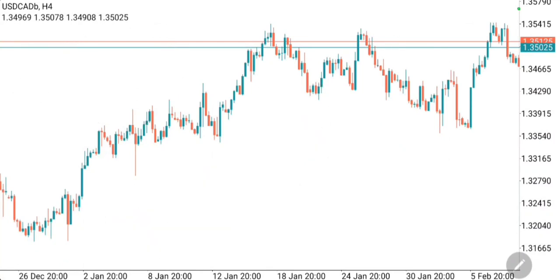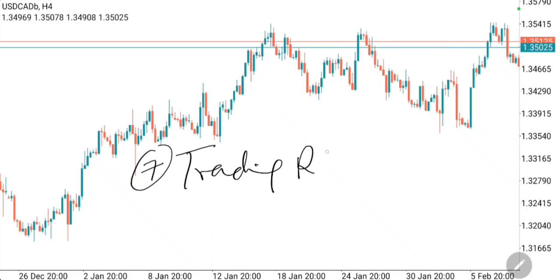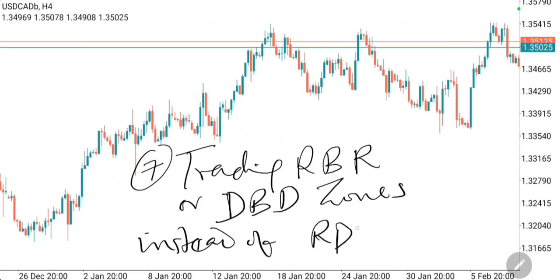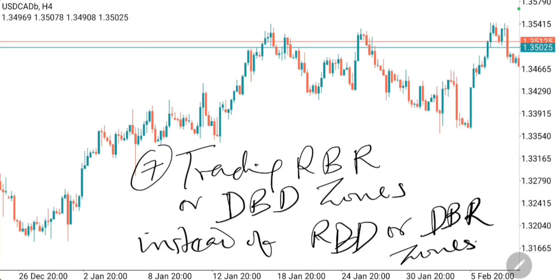All right, so now the next thing, the seventh step, the final reason, the last but not the least, why your demand and supply zones fail is that you are trading rally base rally demand or drop base drop zones instead of rally base drop or drop base rally zones. I will explain briefly what this means.